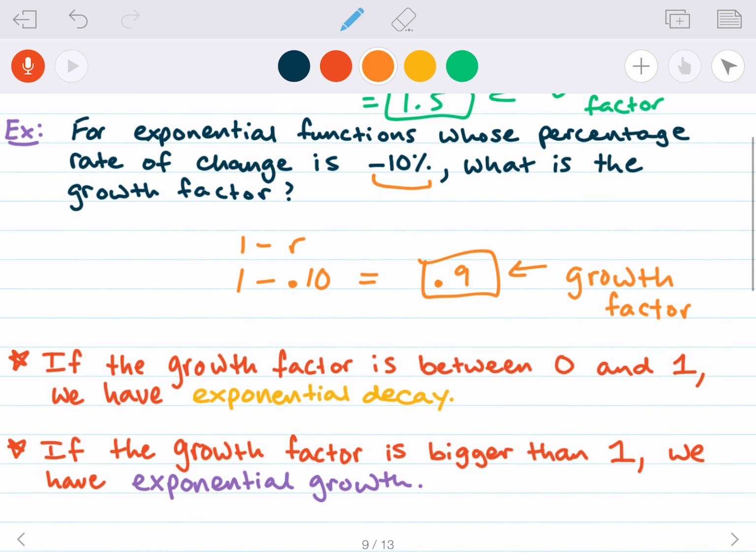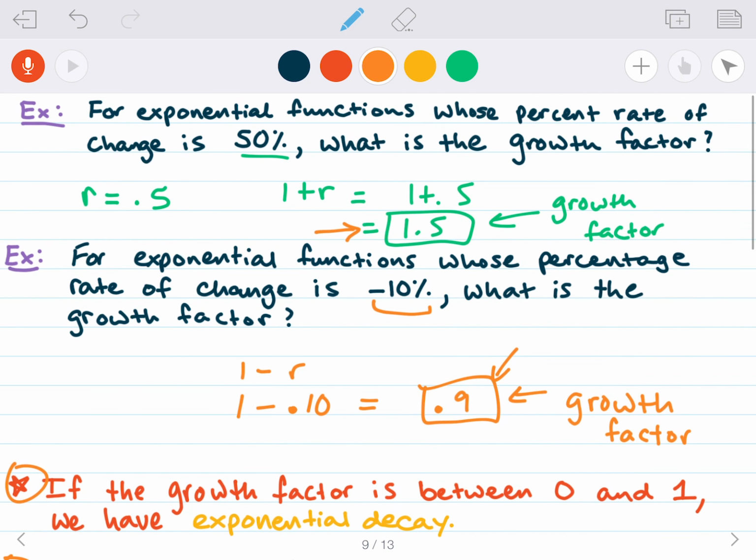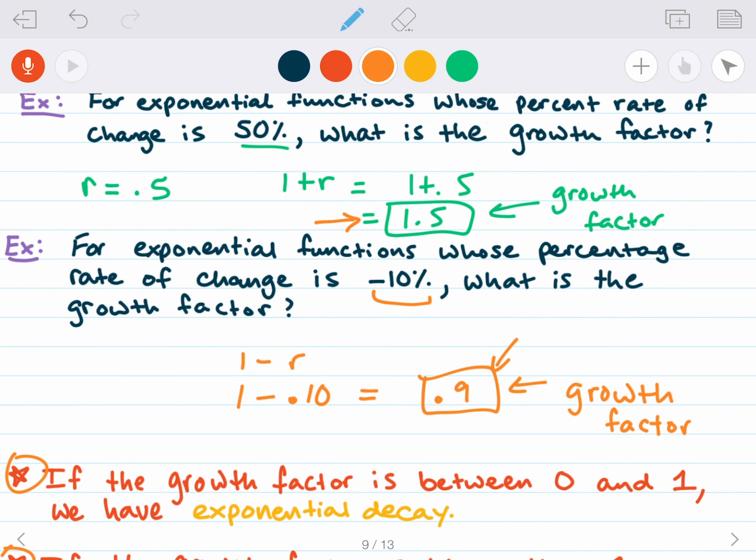And so this is important, these two stars. If the growth factor is between 0 and 1, we have exponential decay. Like this guy, this is 0.9, that number lives between 0 and 1. And if the growth factor is larger than 1, we have exponential growth, such as this first guy. Okay, 1.5 is bigger than 1, so we have exponential growth. So this is decay, and this is exponential growth.